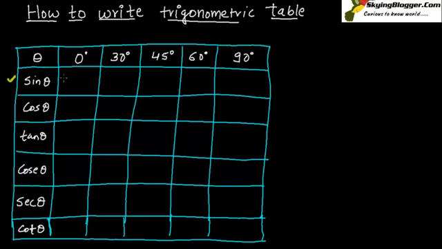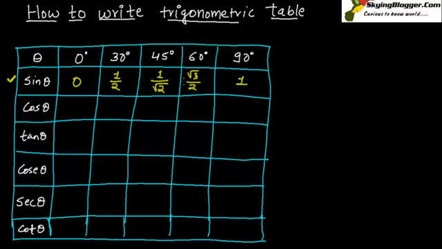What is the value of sine 0 degree, as we have learned in the previous video? The value of sine 0 is of course 0. The value of sine 30 is 1 upon 2, half. The value of sine 45 is 1 upon root 2. The value of sine 60 is root 3 upon 2. And the value of sine 90 degree is 1. This much only you should know.